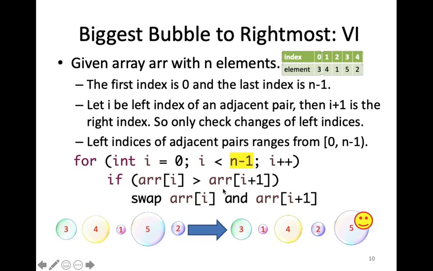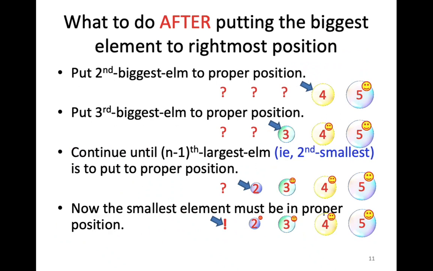Afterwards, move to the next adjacent pair by increasing i by 1. If we run the above code on the left diagram, we will get the right diagram. That is, put the biggest element to its proper position after sort. Let us summarize what we have learned so far. By swapping out of order adjacent pairs, we put the biggest element to the rightmost position.